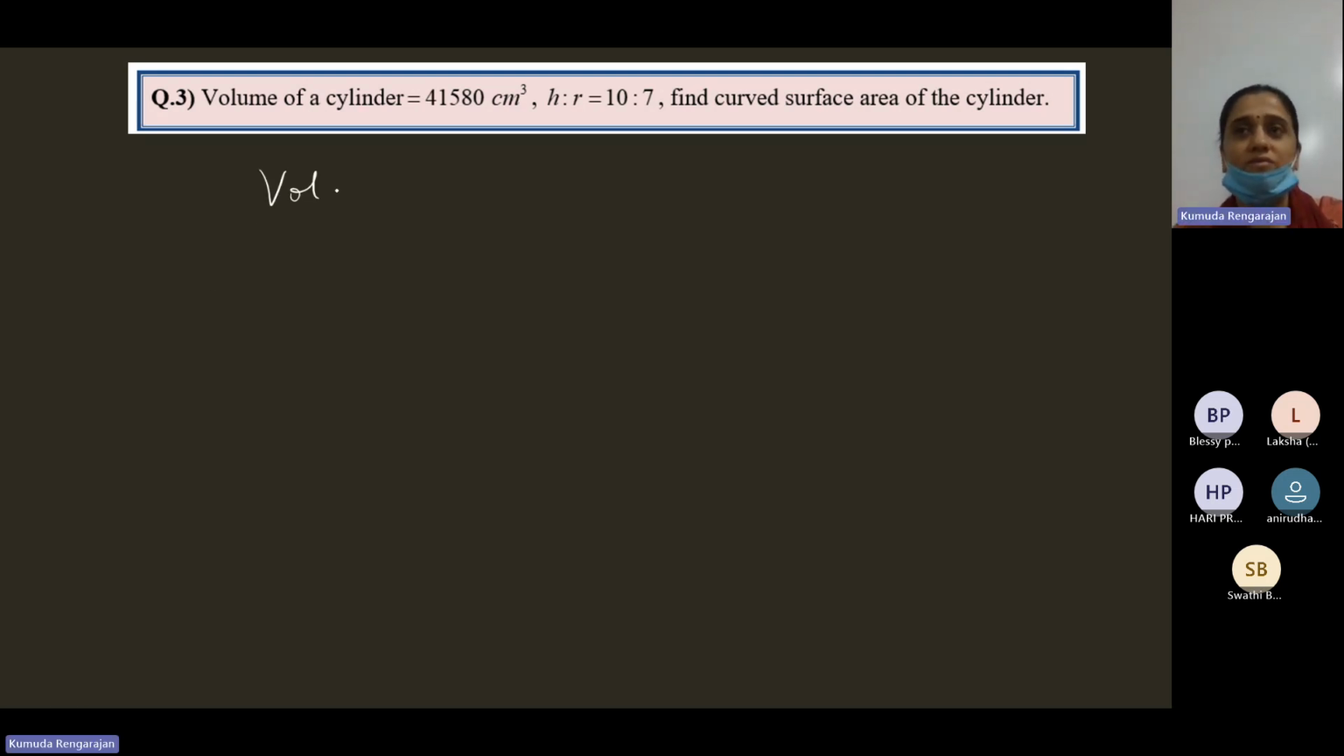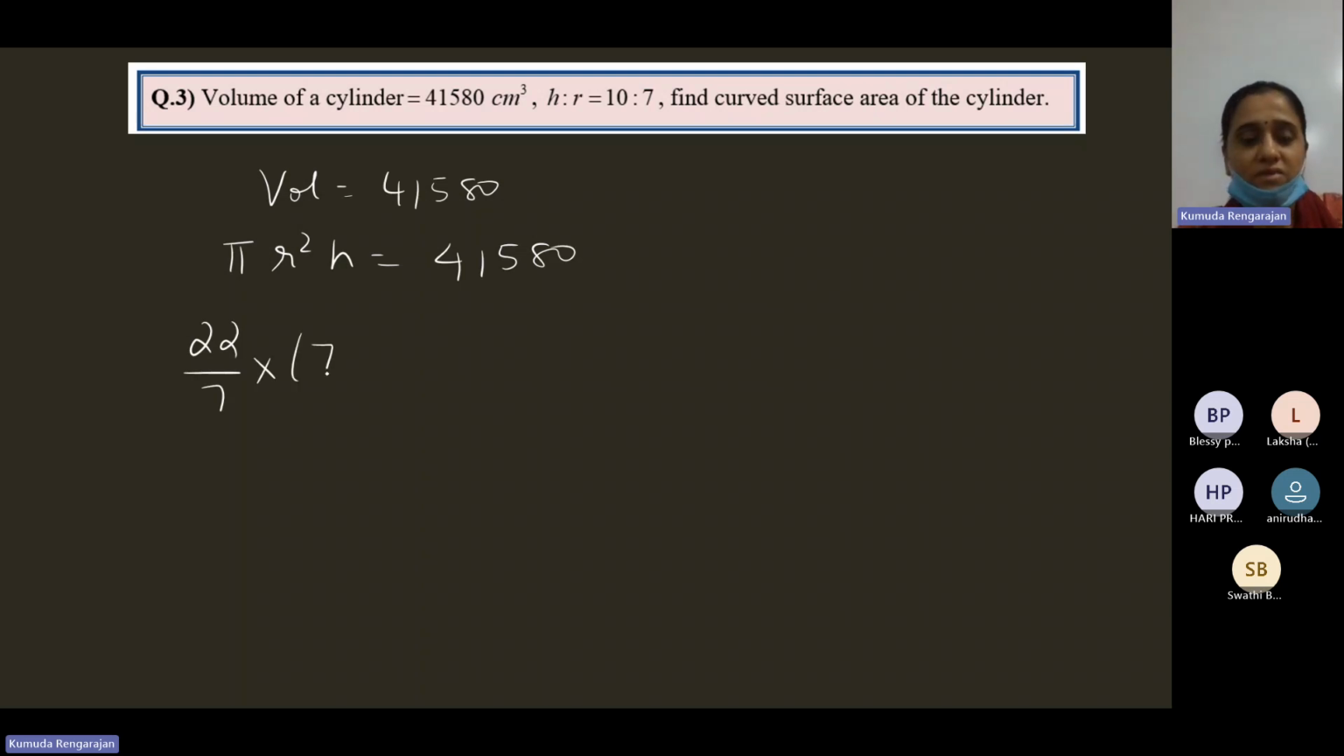So volume is equal to 41580. This is a cylinder, right? So pi r square h is equal to 41580. Pi is 22 by 7 into r square. R is 7x, so 7x the whole square into h. H is 10x, equal to 41580. So 22 by 7, you should not cancel the 7 and 7. You cannot cancel. You'll have to square it first.